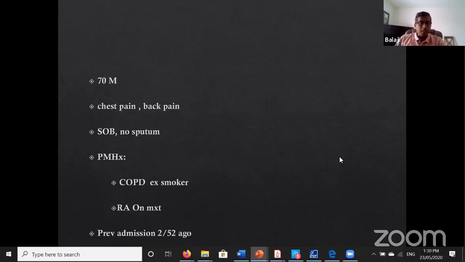So this is a case of a 70-year-old man who presents with chest pain and also some back pain. He's also short of breath. He does not have any sputum production. So he's actually admitted under the medical team. He's got a past medical history of COPD. He's also an ex-smoker. He's known rheumatoid arthritis on methotrexate. He was admitted under the medics 2 weeks previously with similar symptoms, was diagnosed with community-acquired pneumonia, treated with antibiotics, got better, and was discharged. So this time he's been readmitted.